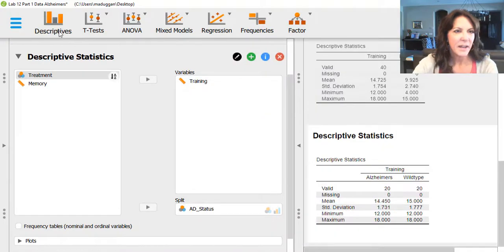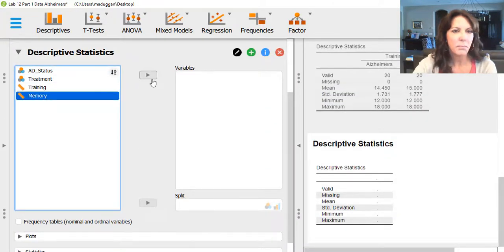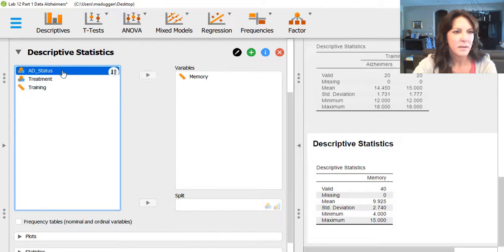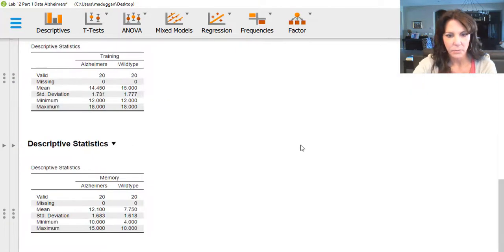All right, and now we're being asked to do the very same thing again, but this time we're going to put memory day in the variables box and Alzheimer's disease in the split box. So let's see what we have here. This time, the Alzheimer's mice made an average of 12 errors and the wild type mice made an average of 7 errors. Okay, this is interesting. Now we have a difference.